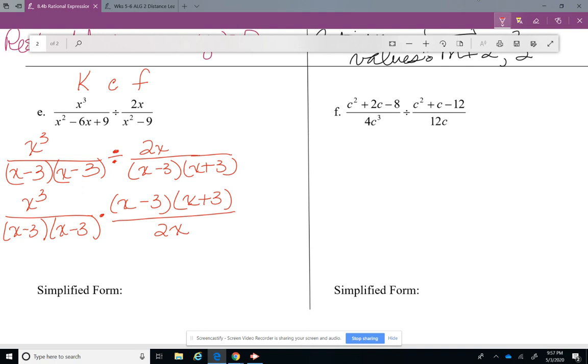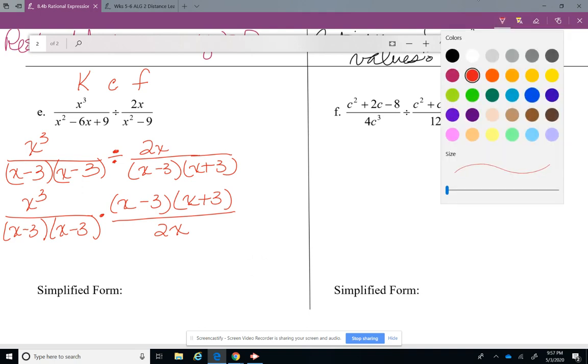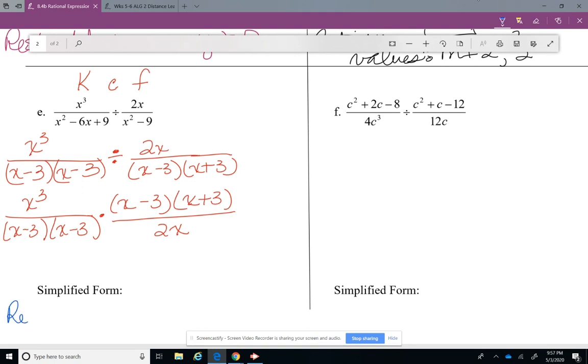I'm going to go ahead and figure out my restricted values. Okay, so my restricted values. X cannot be 3 or 0, because if I set these equal to 0, that would be 3, so it can't be 3. And if I set this equal to 0, it's going to be 0.